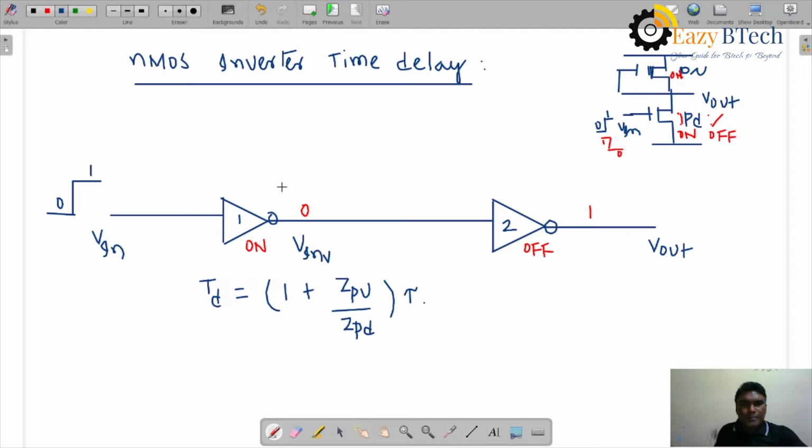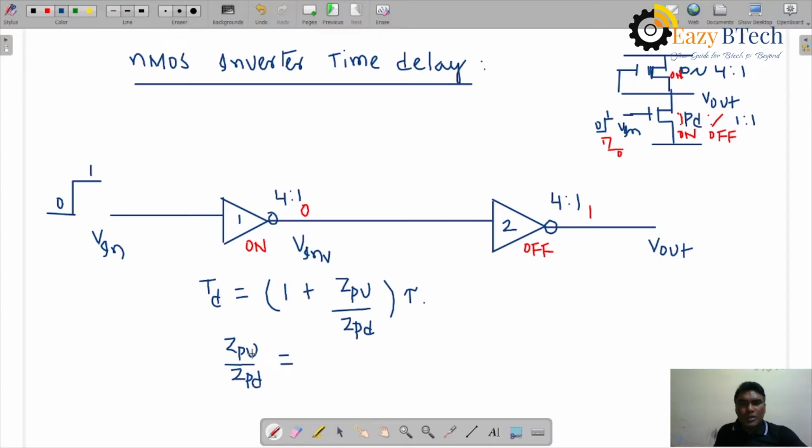So here, the inverter has a pull up pull down ratio of 4 by 1, here also 4 by 1, right? This is 4 by 1 and 1 by 1 ratio. Pull up is 4 by 1, pull down is 1 by 1. So it is Z pull up by Z pull down.